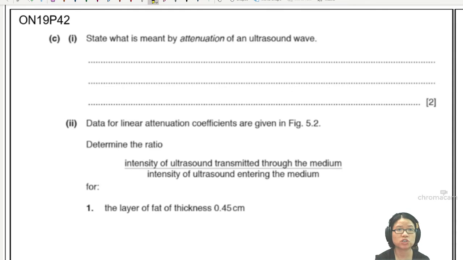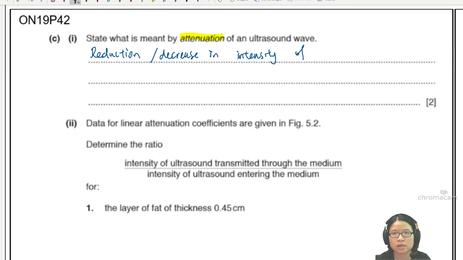Attenuation, if you remember, is the decrease in intensity as a wave travels through a medium. So a decrease or a reduction in intensity of a wave. In this case, it will be the ultrasound wave as it travels or passes through the medium.